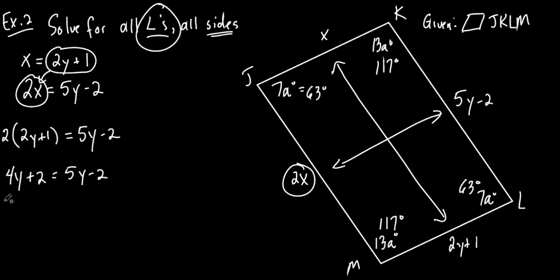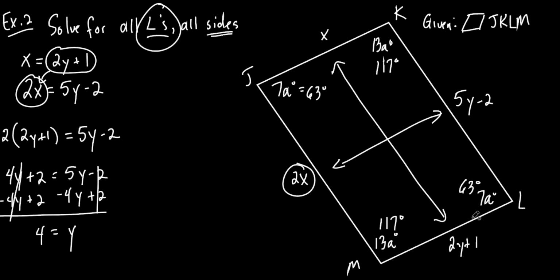Let's do the math. I would subtract a 4y from both sides. Yep, and that would get rid of this 2 right here. I would add a 2, and I would add a 2. So that cancels, that cancels. Let's do the y's first. 5y minus 4y is y equals what? 4. So y is equal to 4.